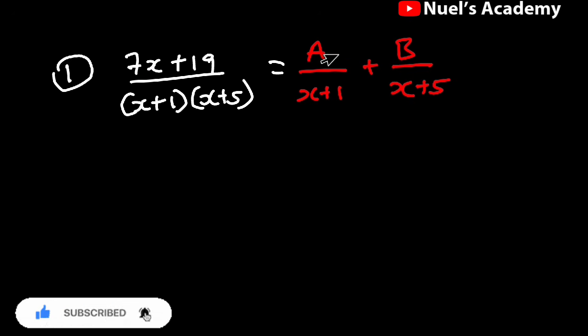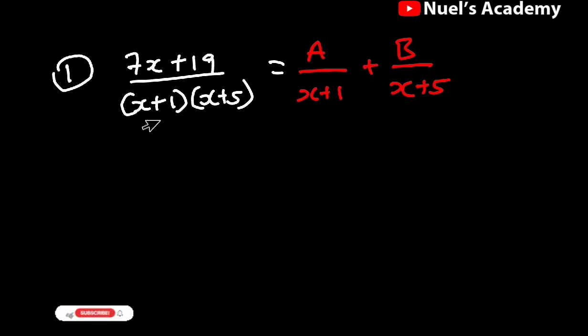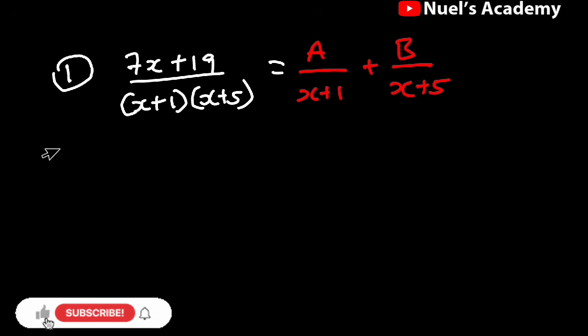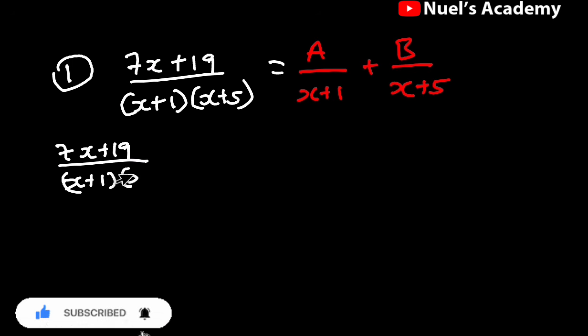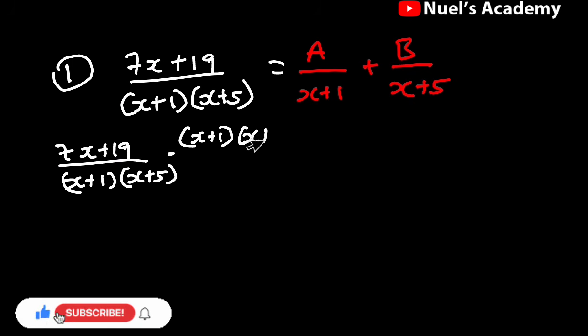So how do you determine the value of A and B? To determine the value of A and B, we're going to find the LCM of x + 1 and x + 5, and then multiply each of these terms here with the LCM. The LCM of x + 1 and x + 5 is equal to this. So we're going to multiply every term here by (x + 1)(x + 5). So we're going to have (7x + 19) over (x + 1)(x + 5). Then let's multiply everything by the LCM, which is (x + 1)(x + 5).